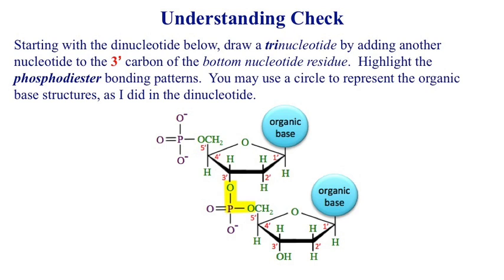Now you work on a problem. Starting with the dinucleotide shown below, draw a trinucleotide by adding another nucleotide to the 3' carbon of the bottom nucleotide residue. When you're done with that, highlight the phosphodiester bonding patterns. You can use a circle to represent the organic base structures as I have done in the dinucleotide. Click pause and work on the problem.